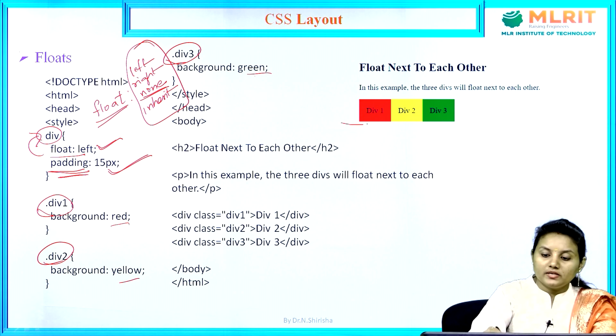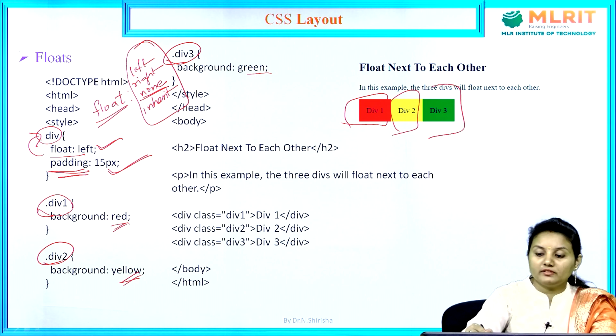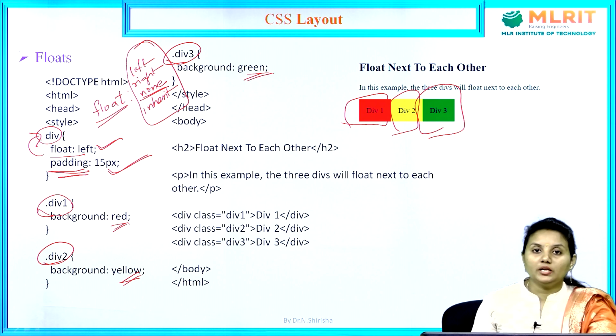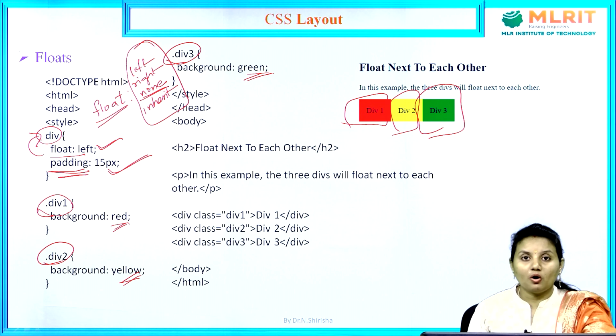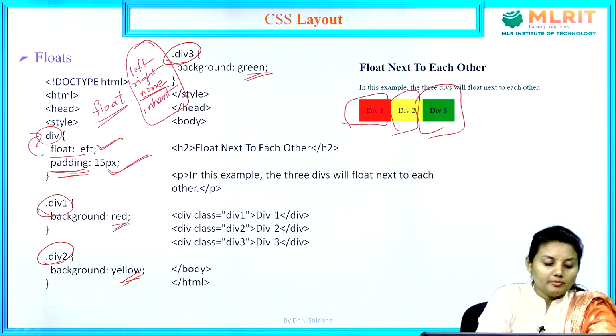So div 1 is this box where I have assigned a background of red. Div 2 is this where I have assigned yellow. Div 3 is this where I have assigned green. So what are these div 1, div 2, div 3? These three are different elements that are using the same properties of div.